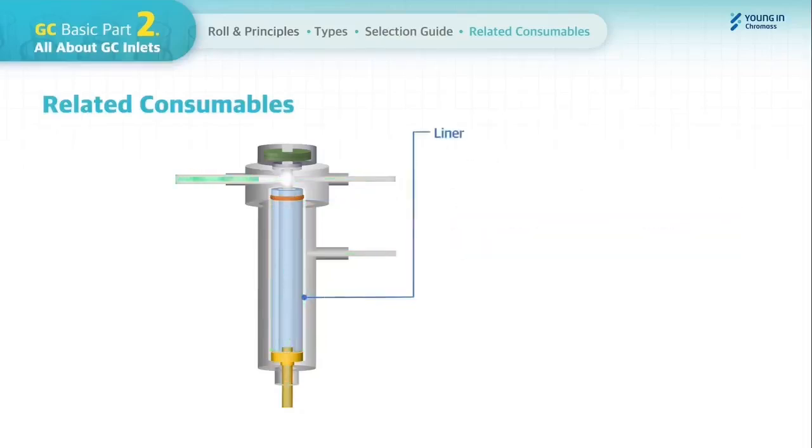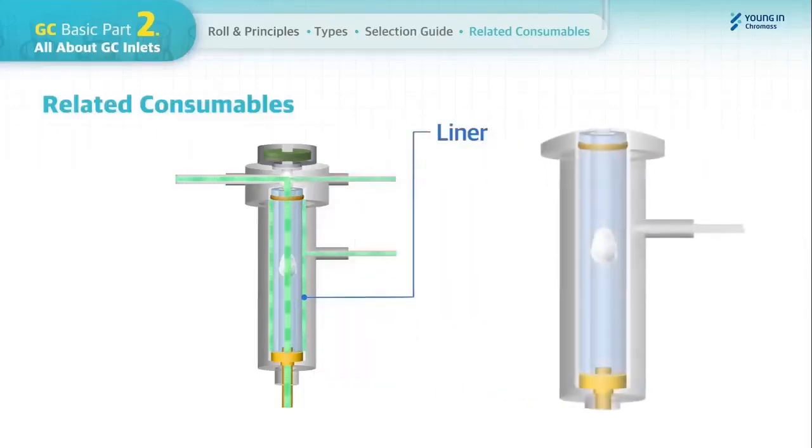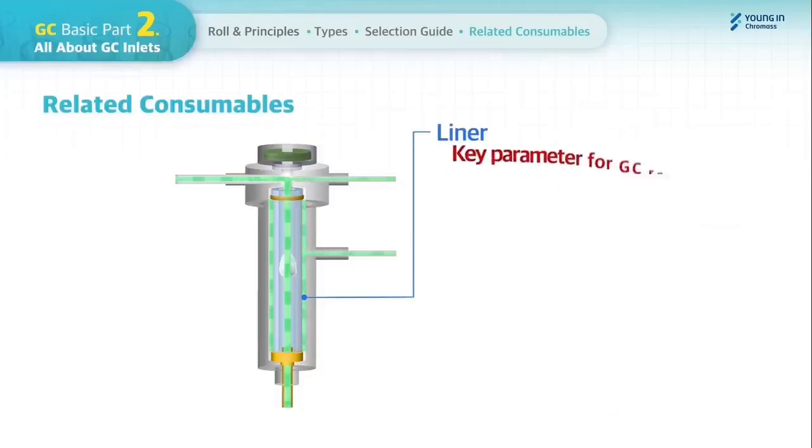A GC inlet liner is located at the entrance of the GC column inside the GC inlet. This is a place where the liquid samples get volatilized and plays a role in the transfer of the injected sample into the GC column while preventing the GC column from sample residue and non-volatile contaminants. And selecting inlet liners has a direct effect on analysis results.